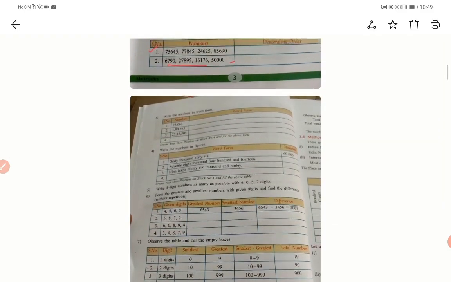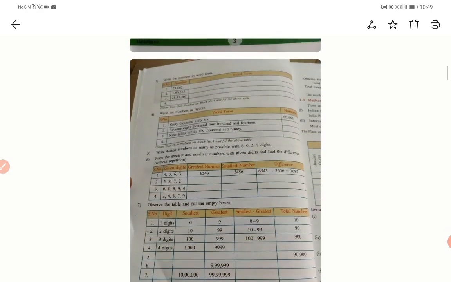Now on page number 4 you have some exercises already which you know from before. So let's try to solve a few from this, and if possible we can do it online as well. In this you need to write the numbers in word form. The first is what?